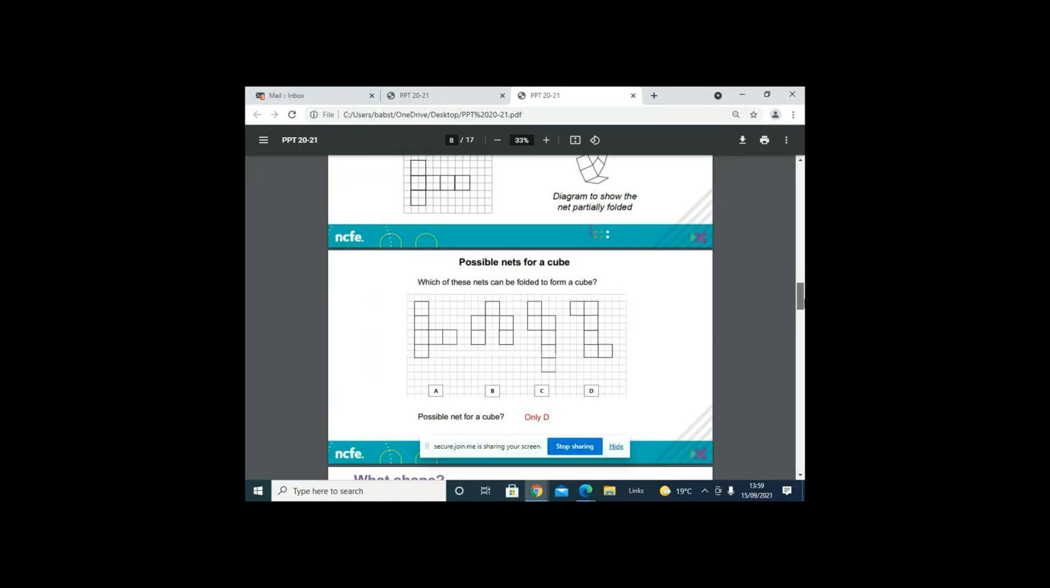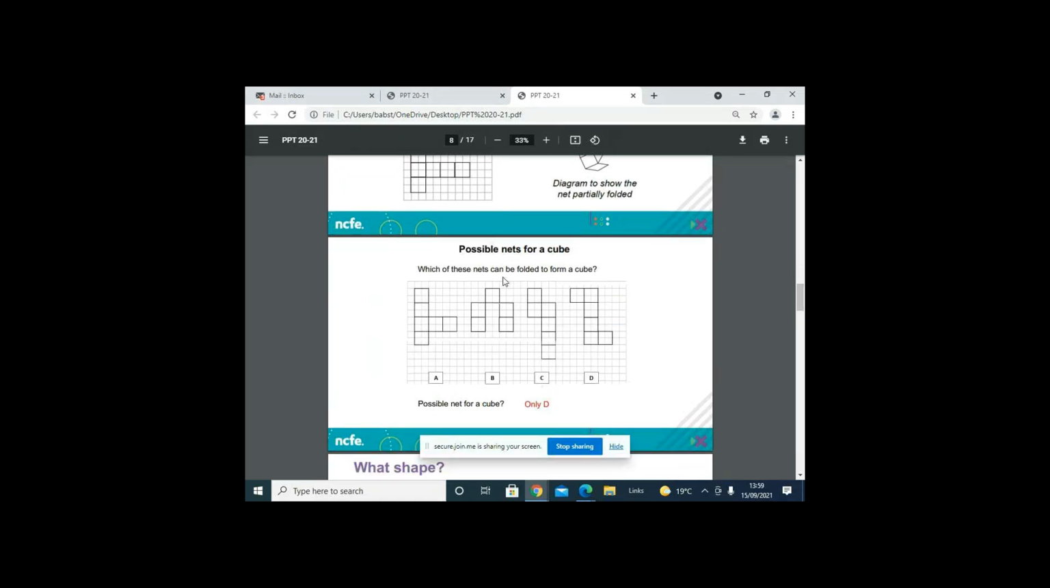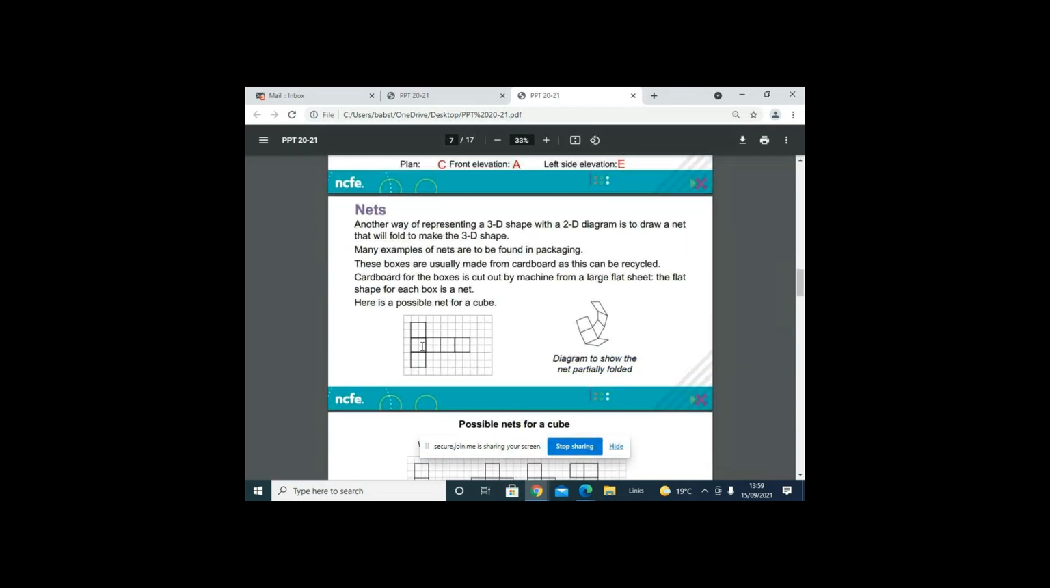So, for example, now they ask you what's the possible net for this cube. It's going to be only D here. For example, now when you want to unwrap, let me use this example for you. If you want to unwrap this one, you can't write on it like that. That's the reason why I'm just using the cursor.